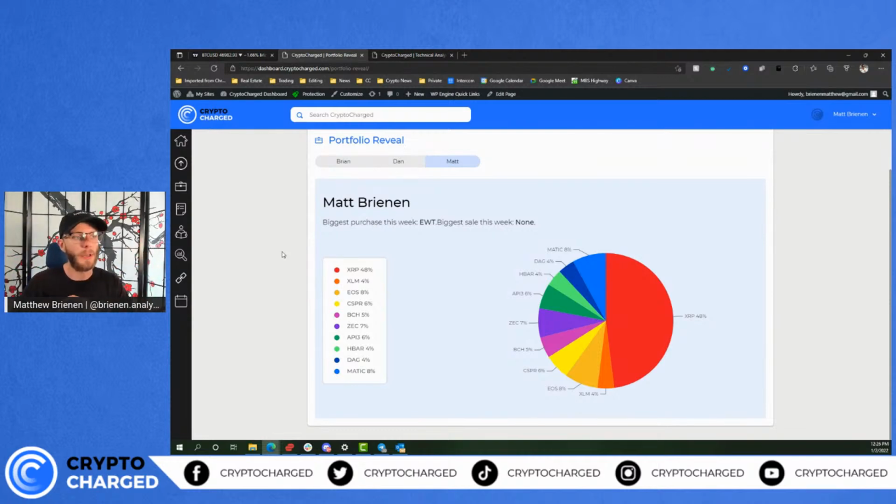Additionally, we also just opened a CryptoCharged portfolio with about $10,000 in it. We opened about 9,000 of that $10,000 in positions. And that's going to be added here next week. So you are able to track that portfolio alongside us.